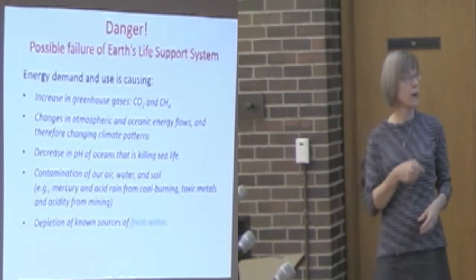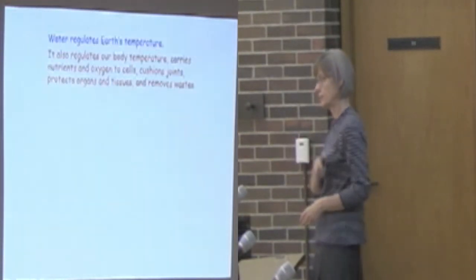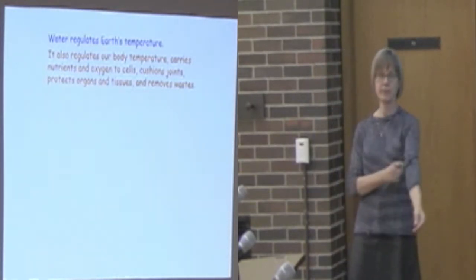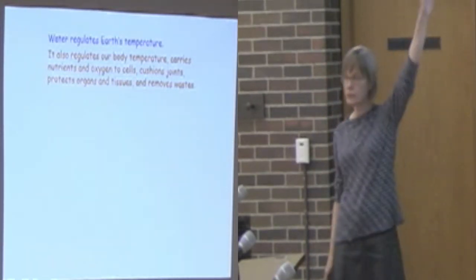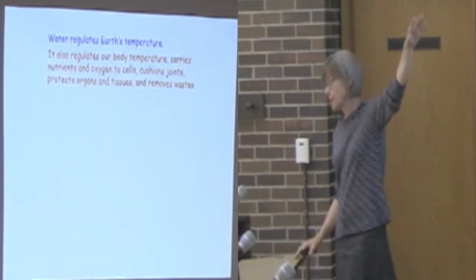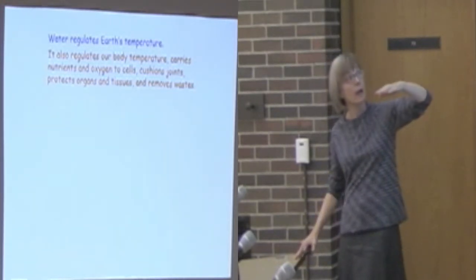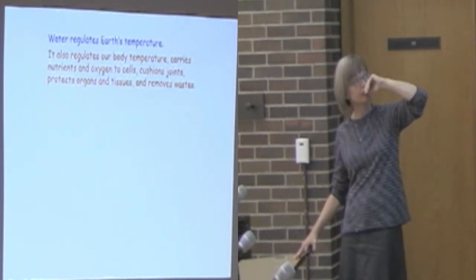And we're also, in all of this, depleting our known sources of fresh water. Fresh water is used for fracking, for example. That's one of the big concerns for fracking. So let's just take a quick look at water. I'm about to wrap up here. But water is helping to regulate the Earth's temperature, right? It's a part of the atmosphere, and it also regulates our temperature.